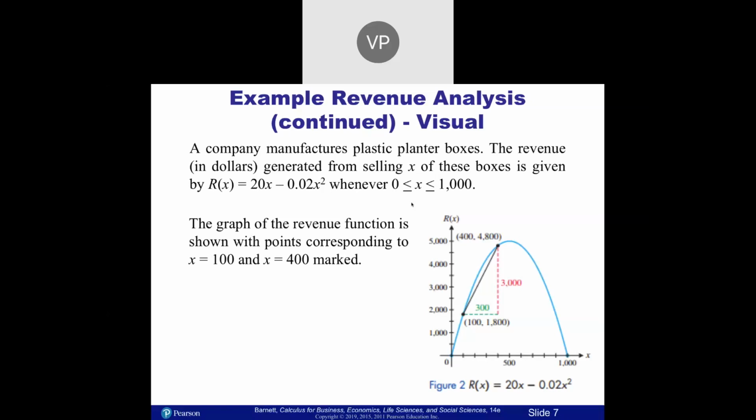Oh, here's the graph of the same problem. Okay, so here's your graph of r of x equals 20x minus 0.02x squared. The graph is the revenue function, and you see there's the 100 and the 400. They didn't make it very clear, but here's the 100 right here. Here's the 400. So what happened was, between these two, it went up 3,000, and the units went up 300, and that's why it looked like a slope formula, because that's what we are finding here. The average rate of change is basically the slope, the direct path between the two.